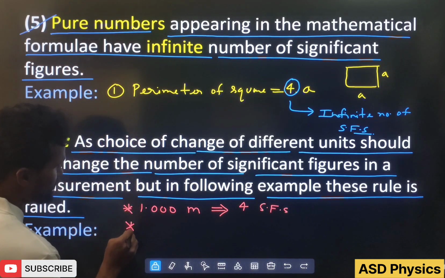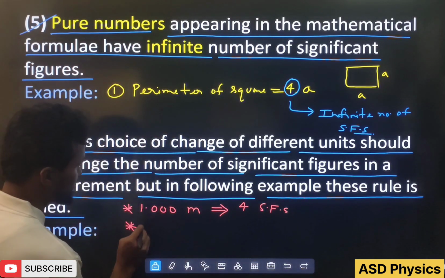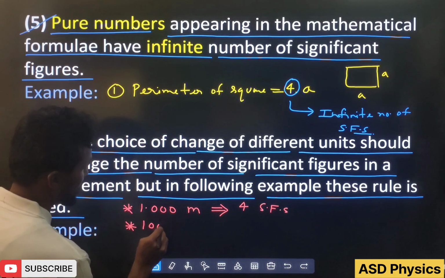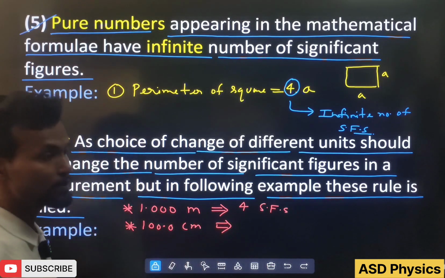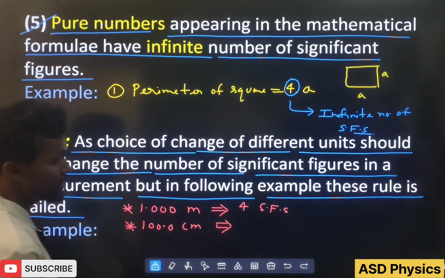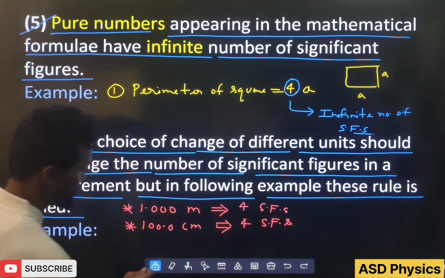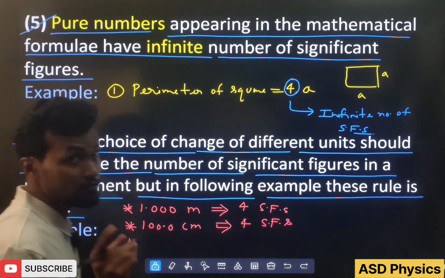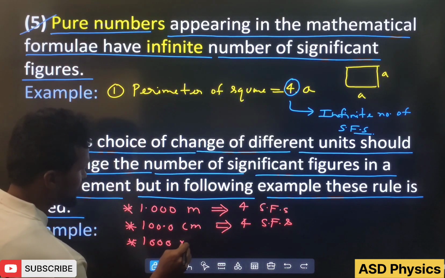After that, if I convert into centimeter, 1 meter is 100 centimeter, so the decimal will shift here: 100.0 centimeter. Here also you can see the 4 significant figures are there. All zeros are significant. Now if I convert into millimeter, you see 1000 millimeter.